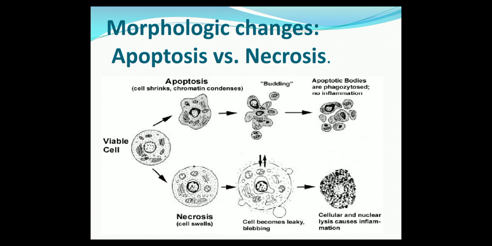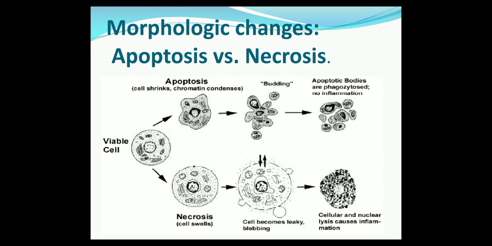Now let's see. Viable cell, here you can see the apoptosis: cell shrinkage, chromatin condensation, budding, and finally engulfed by the phagocytic cells, and here no inflammation takes place. But in necrosis the cell swells up. Here you can see the cell was shrinking, but here the cell swells up, becomes leaky and bleeding. You can see bubble-like structures being formed here. Then cellular and nuclear lysis causes inflammation, meaning no further engulfment of the cell takes place here. These were the basic differences between apoptosis and necrosis, and both processes are equally important, guys.